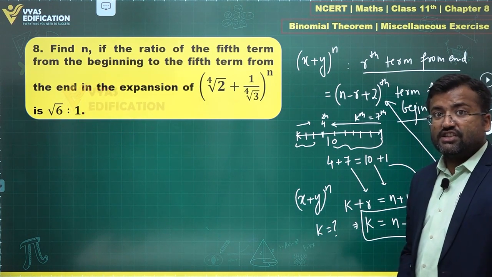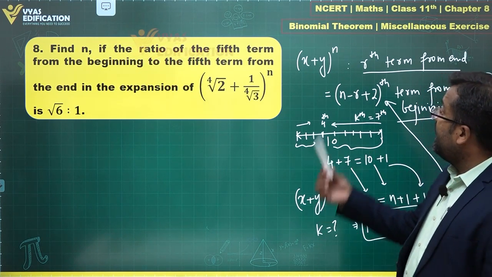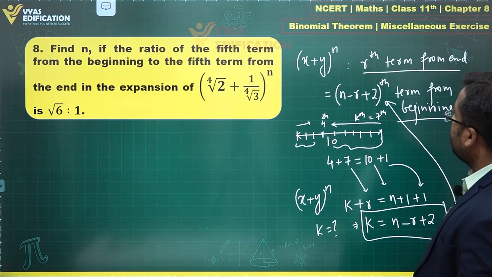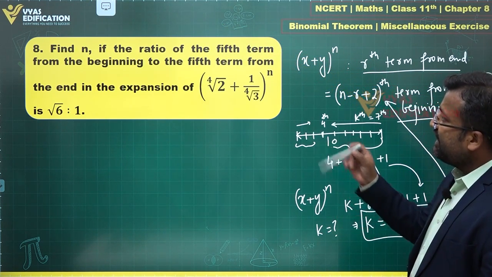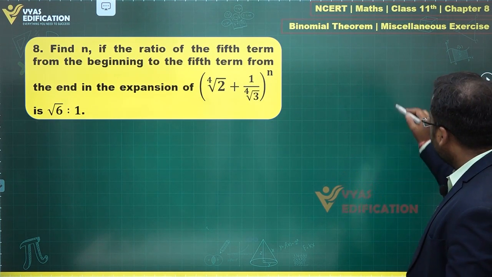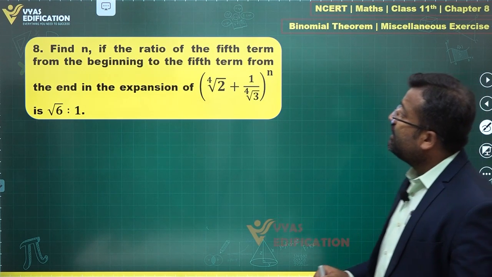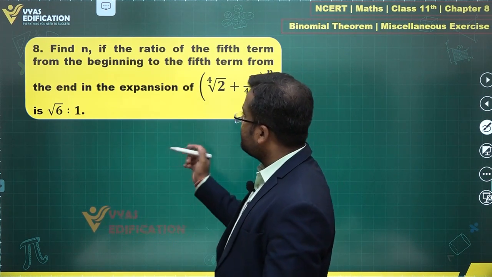This is a simple analysis of finding this, right? So rth from the end implies n minus r plus 2th term from the beginning. And once we are through with this, we can very easily solve this question. Let's try to solve this one. What do we have? We have a ratio of 5th term from the beginning to 5th term from the end in the expansion of this.